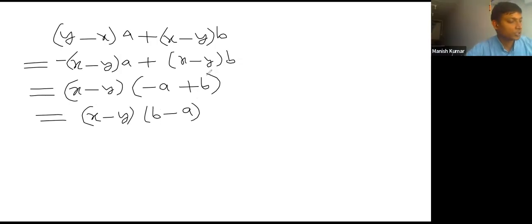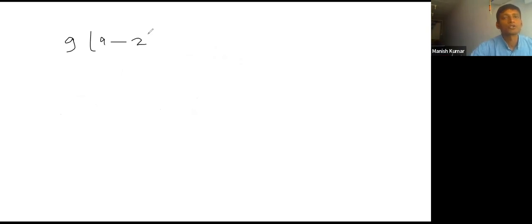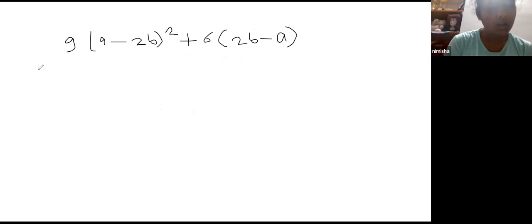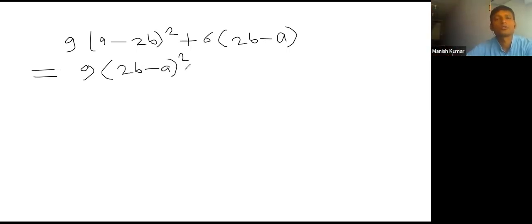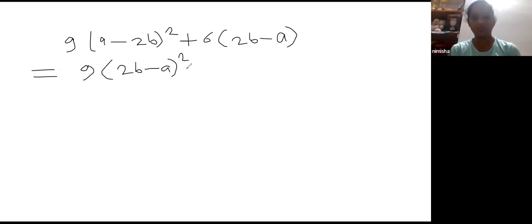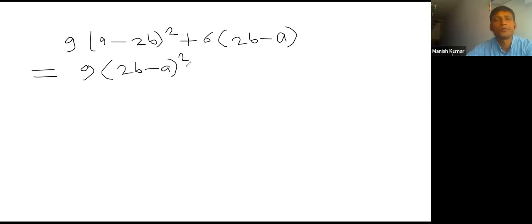Then next question. For Nimisha, 9 into a minus 2b whole square plus 6 into 2b minus a. Nimisha. 2b minus a, to the power minus 2b minus a whole square. You want to write minus 2? Minus 2 means that the power will be minus 2. Why? Who told you this? If you are confused in squares, then you can easily do the other thing. Don't change anything here. Change on the next slide. Let it be a minus 2b square only, and change whatever you want.